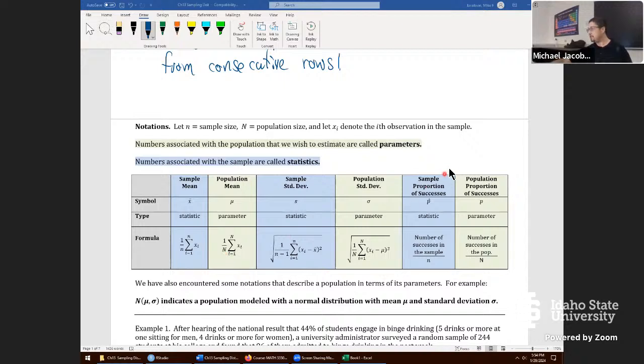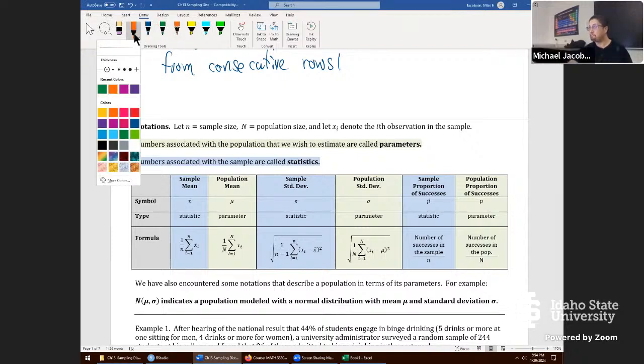For the new statistics and parameters, if we're dealing with categorical data, specifically with two outcomes, we'll be using this as a statistic, p hat. And this would be the parameter, just p. So that's something that's coming up pretty soon.